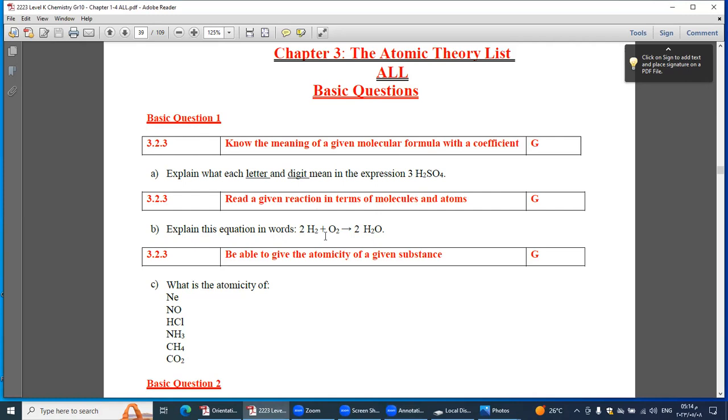Explain this equation in words: 2H2 plus O2 gives 2H2O. The number before any element is the number of molecules. So 2 molecules of hydrogen react with oxygen molecule to form 2 molecules of water. Again, 2 molecules of hydrogen react with 1 molecule of oxygen to form 2 molecules of water.